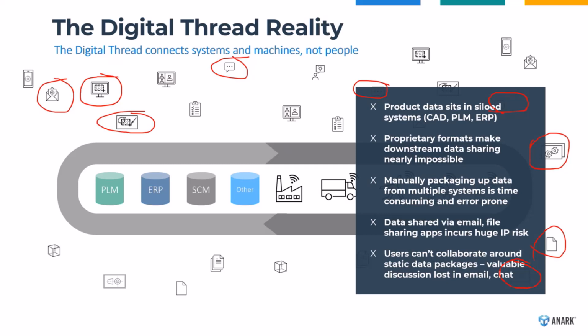So data gets shared from email, file sharing systems, and IP risk, of course, can come into play. And quite frankly, users can't collaborate around static data. They need it to be real-time connected to version control. So what happens when you put something in email? You have a point-in-time capture of what that data looked like, and you're never able to stay synchronized with the authoritative source information.